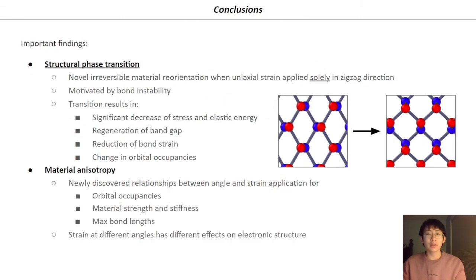To conclude, in our research, we discover a novel phase transition from high strain application in phosphorene zigzag direction motivated by bond instability, resulting in significant changes in material properties. Additionally, we analyzed the anisotropic properties of phosphorene by discussing how strain at different angles affects orbital occupancies, material strengths and stiffnesses, bond strains, and electronic structures differently.